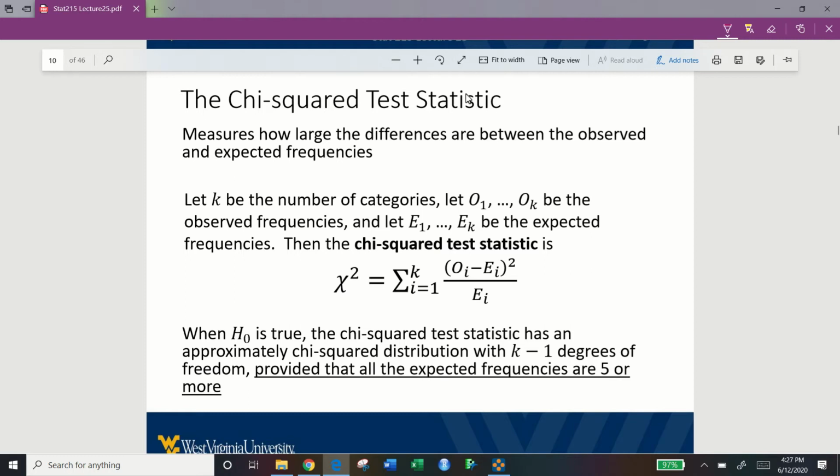When our null hypothesis is true, the chi-squared test statistic has an approximate chi-squared distribution with k minus 1 degrees of freedom. Now this is under the assumption that all the expected frequencies are 5 or more, given our sample size.